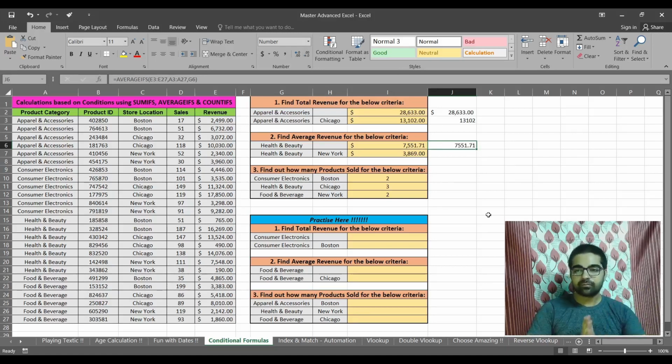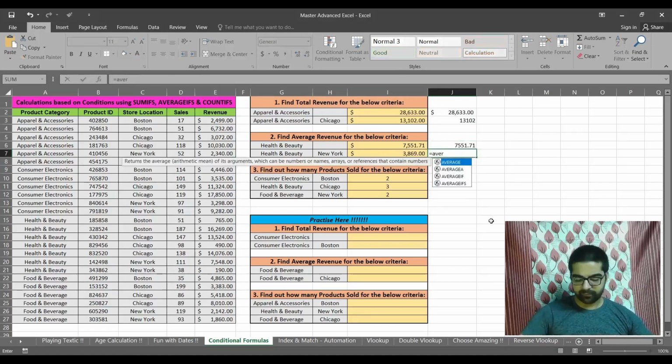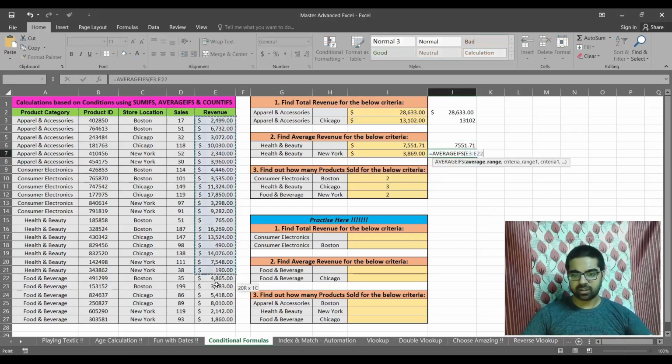Okay. So next, average ifs. This is our average range. Comma. Where is our criteria range 1? This is our criteria range 1. Comma. Criteria 1. This is our criteria 1. Up to this we have done in the first one. But here it's asking one more condition, that is New York. It wants health and beauty of New York, and that also average.